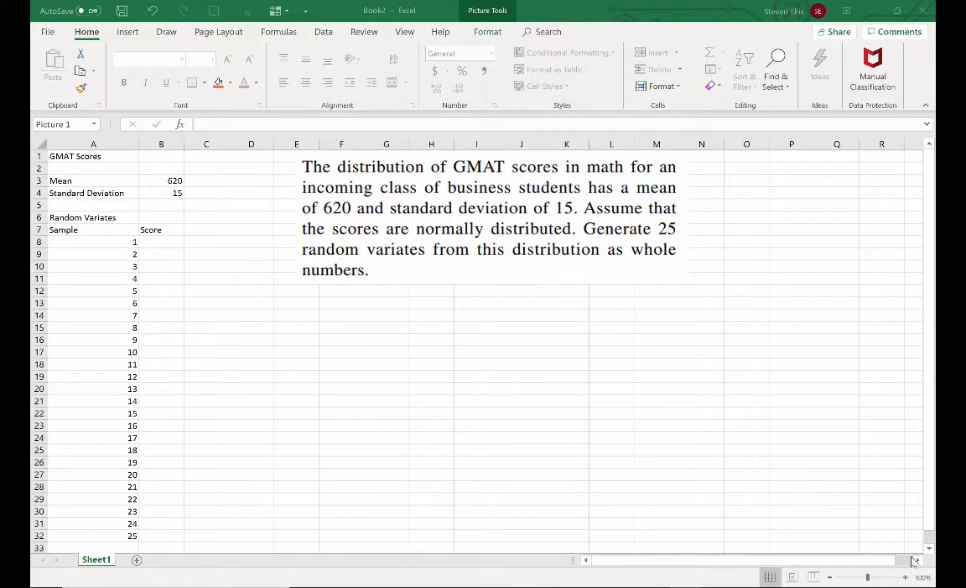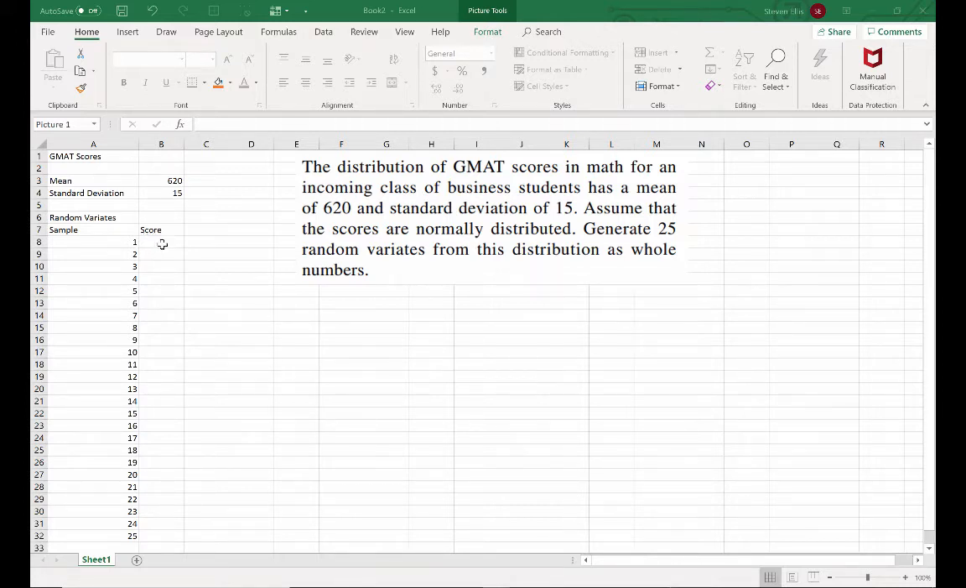We are told that the distribution of GMAT scores in math for an incoming class of business students has a mean of 620 and a standard deviation of 15. Assume that the scores are normally distributed. Generate 25 random variates from this distribution as whole numbers. Oh, we have to make them as whole numbers.